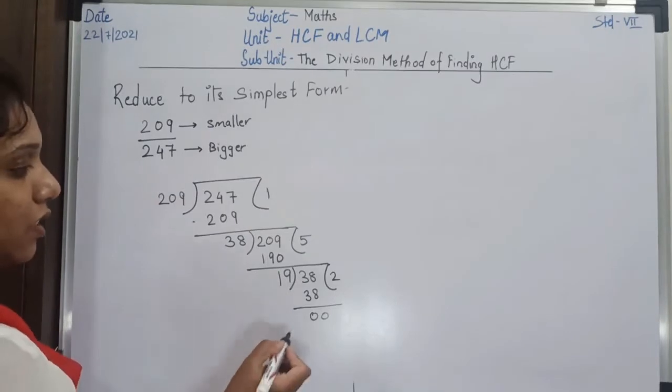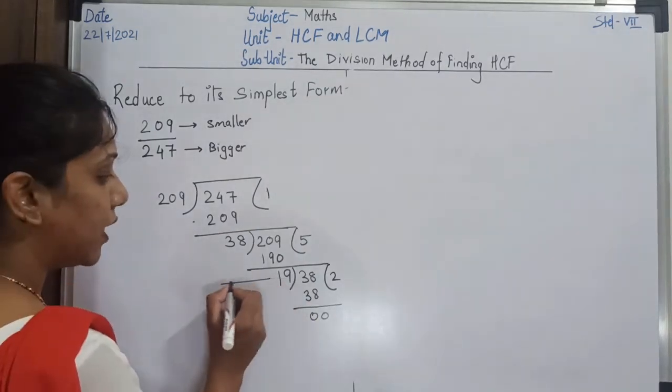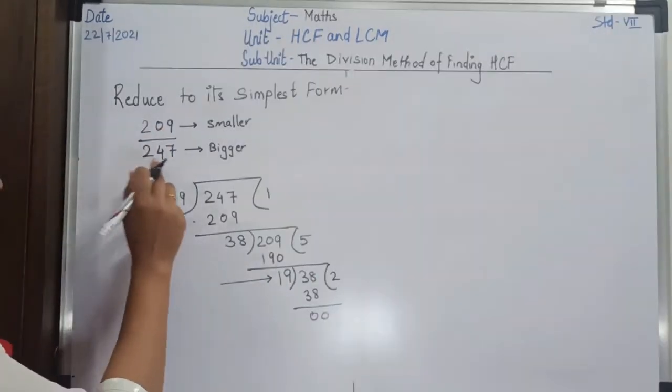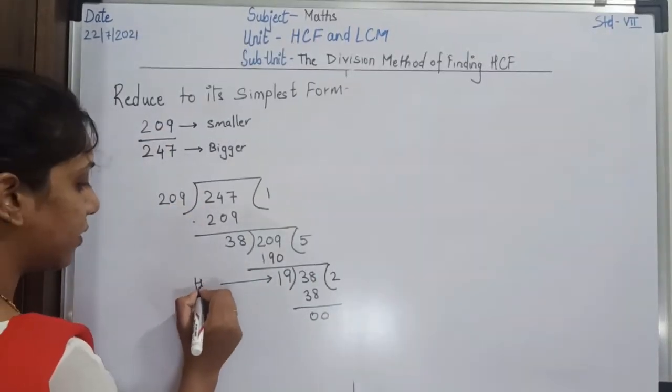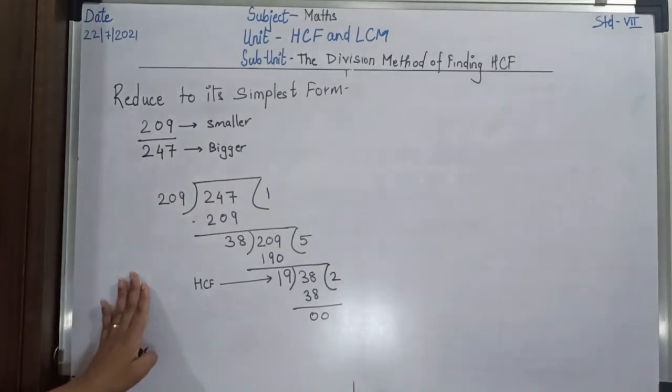2 nines are 18, 2 ones are 2, carry 1 is a plus 1. So 2 ones are 2 plus 1 is 3. So we get our answer as 38. So our HCF of 209 and 247 is 19. Okay children, this is how you divide.